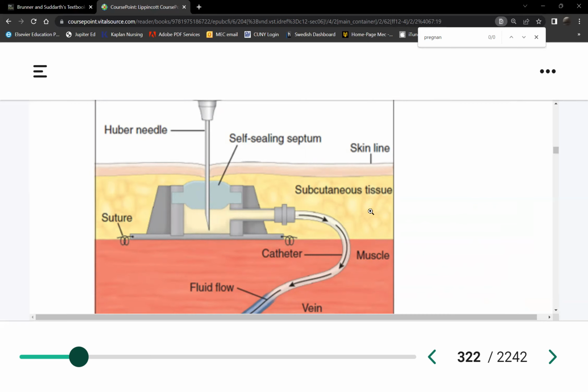Toward the heart, because all veins return to the heart. So if it's the jugular vein, which way will you pull? This way or that way? Down. Toward the insertion site, which is toward the heart. So if it's like this, which way do you pull? Down. This way. If it's like this, which way do you pull?